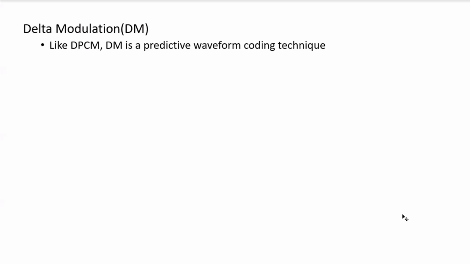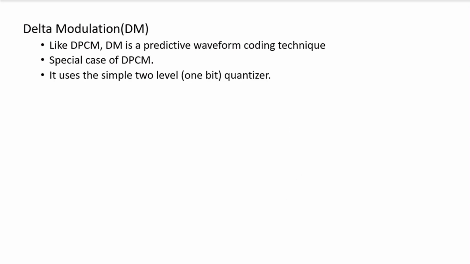Next, we move on to delta modulation. So what is delta modulation? Delta means very small usually. Delta modulation is a special case of the differential pulse code modulation scheme. Like DPCM, delta modulation is also a predictive waveform coding technique, somewhat like DPCM. It is a special case of DPCM, and it uses a quantizer of only 2 levels.